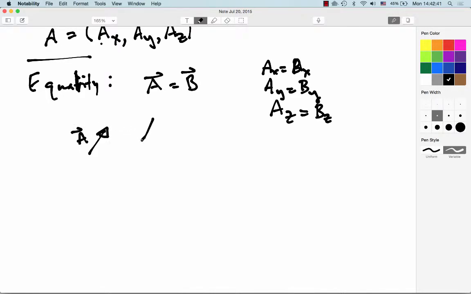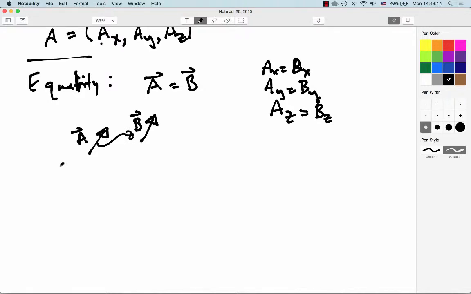If we're comparing it graphically, say this is my vector A, and this is my vector B over here. What we need to have happen is what's called a parallel transport. If I can slide my vector A so it sits on top of my vector B without changing the direction it's pointing or changing its length, if I can get the two to sit right on top of each other, then we say that they're equal.